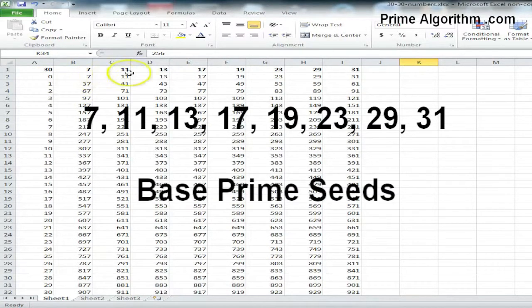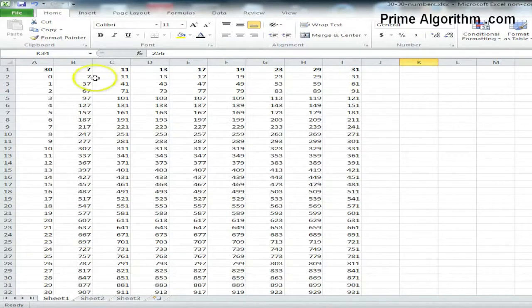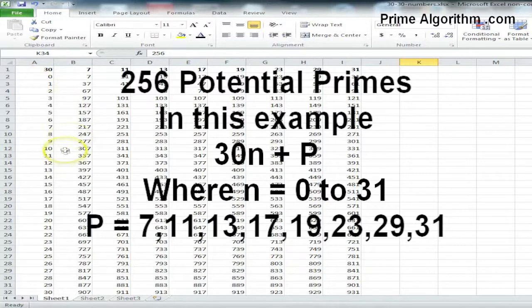So we'll see here 7, 11, 13, 17, 19, 23, 29, 31. Those are the base prime seeds. These 8 numbers, which are all primes above 5, with a simple math equation using 30 mod times any integer, will create a potential prime number. So we have 256 potential prime numbers in the 30 mod field if we go 0 through 31.